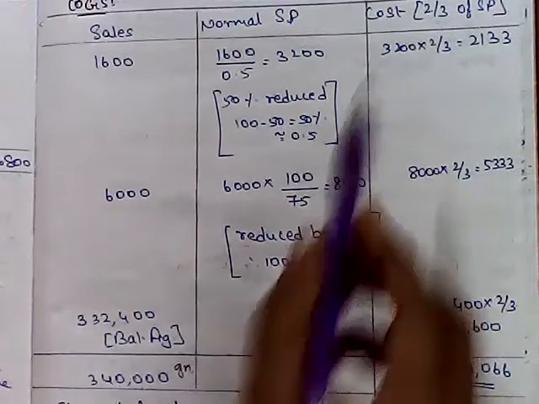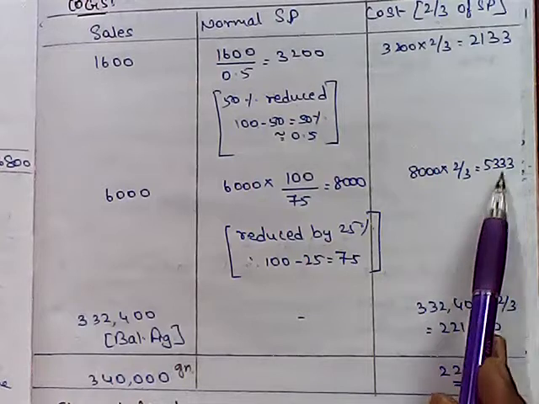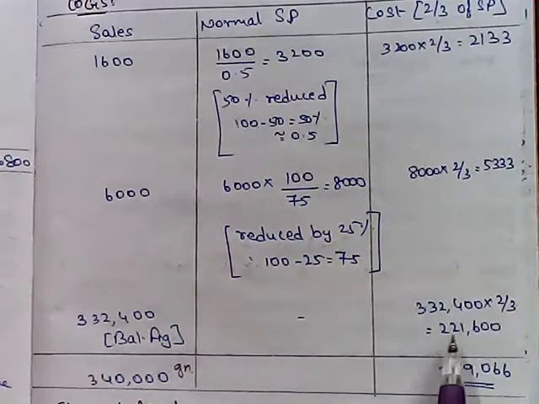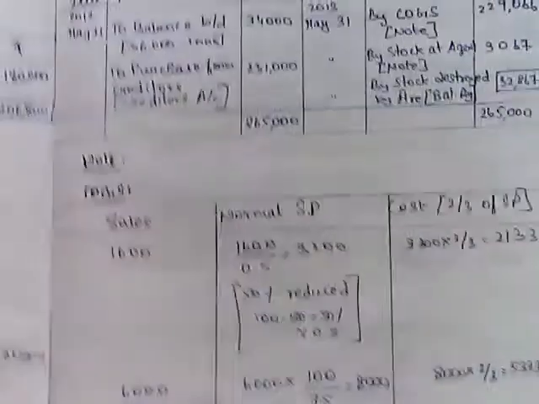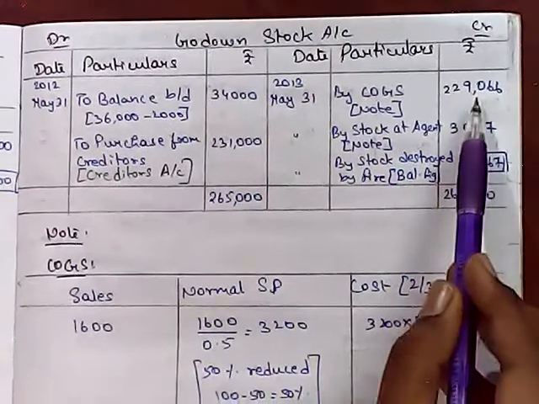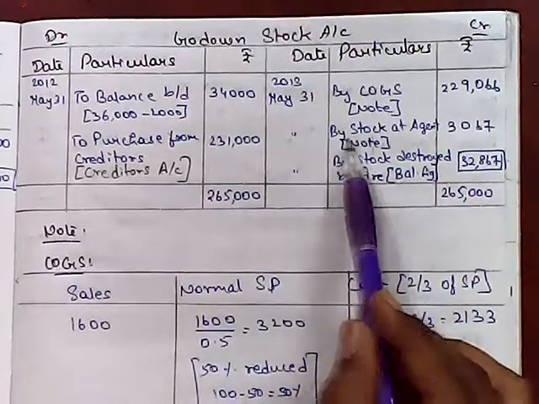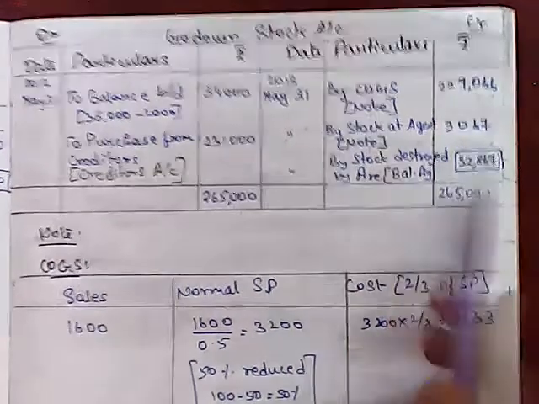So you will get the total cost, which is nothing but 2,133 plus 5,333 plus 2,21,600. So you get the total cost of 2,29,066. Okay, so this is your cost of goods sold. For this calculation only we did all. Okay, so now going to the godown stock account again, by cost of goods sold, which is 2,29,066. Next is by stock at agent, which again we have a note here. So we are going to that note.